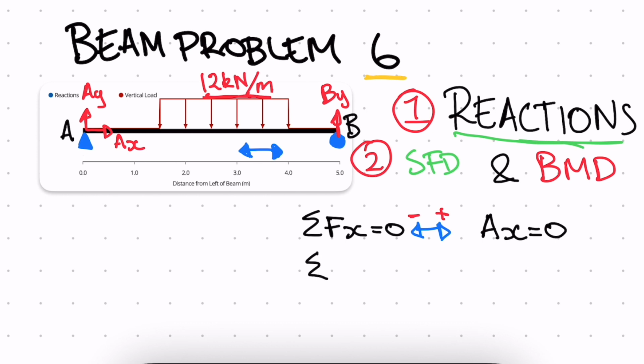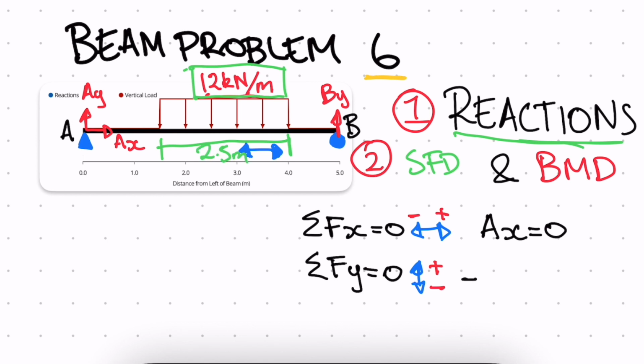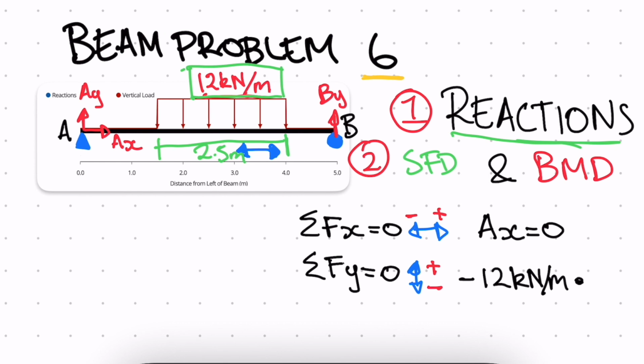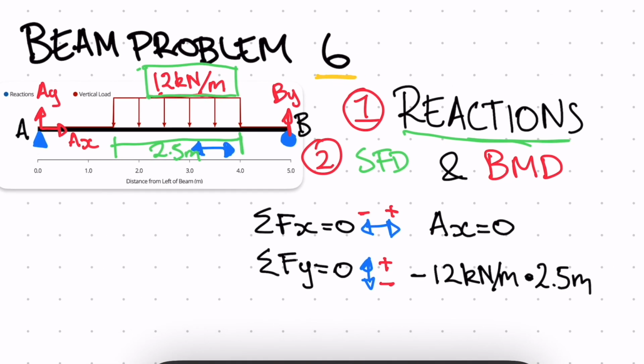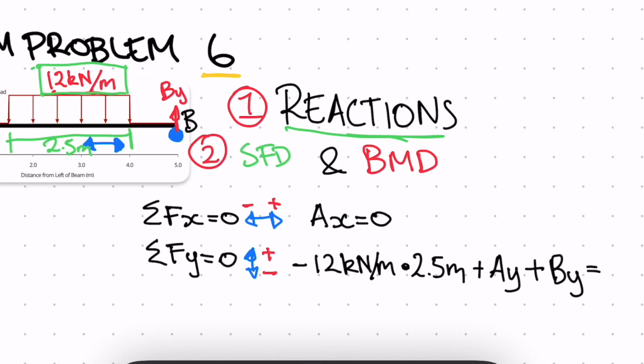Then we have sum of forces in the Y direction equal to 0. Any forces up or down: down negative, and up positive. We have 12 kilonewtons per meter acting down, over a distance of 2.5 meters. Our force is acting down, so we write negative 12 kilonewtons per meter multiplied by 2.5 meters. And then we have our AY and our BY, both in the upwards direction, so those will be positive. So we write plus AY plus BY, and this is equal to 0.